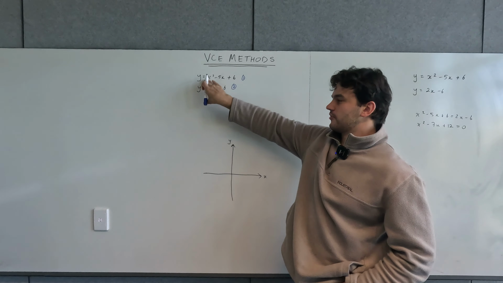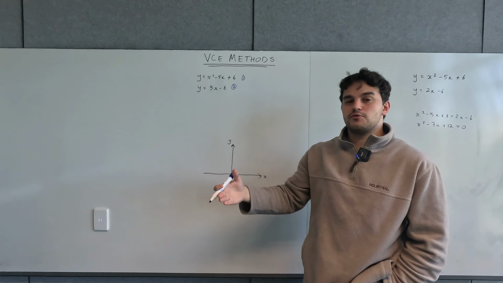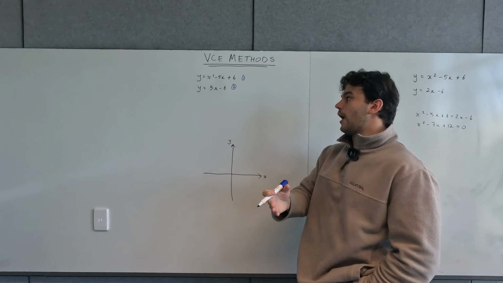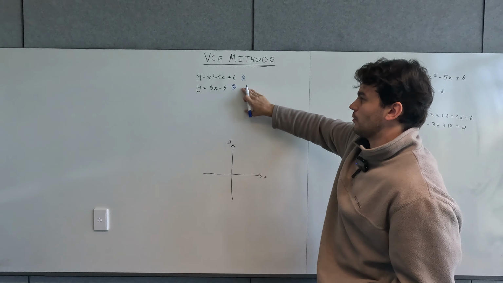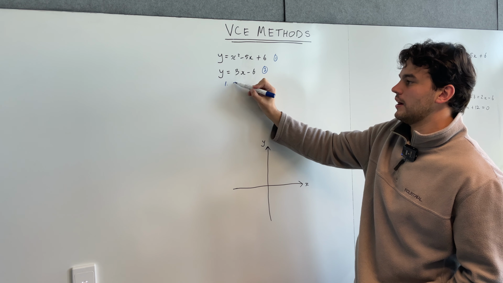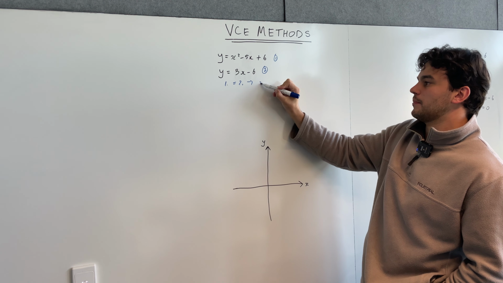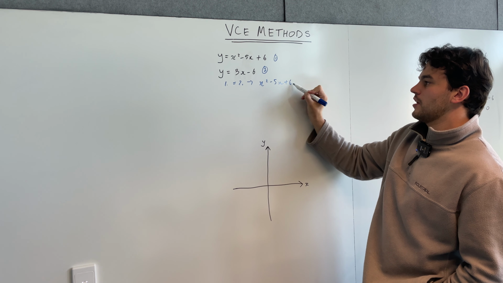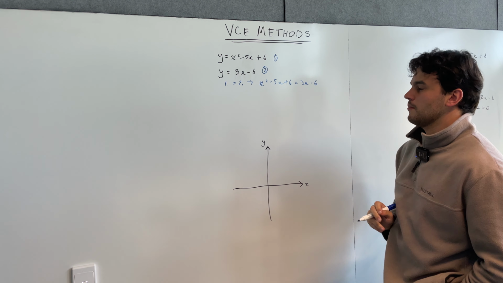What we have is y is equal to something and y is equal to something else, so we just use our traditional process of substituting y for y, or just letting equation 1 equal equation 2. So we'll say equation 1 is equal to equation 2. What we end up getting is x squared minus 5x plus 6 is equal to 3x minus 6.